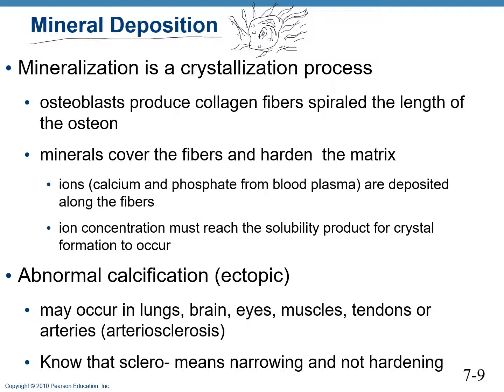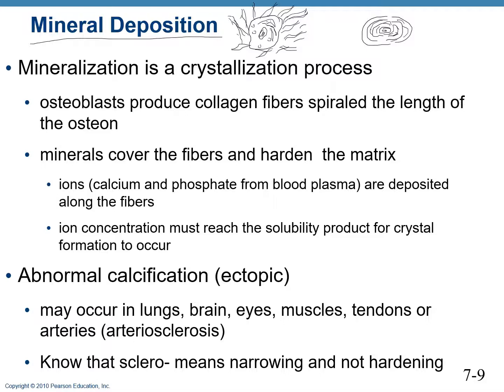We have osteoblasts that are going to produce those collagen fibers. They're going to be spiraled along the length of the osteon. And remember that our osteon is basically the structural unit of our compact bone. So if we have our central canal here, our concentric rings, the lamellae, lacunae, with the osteocytes in here, there's going to be fibers that are laid down.